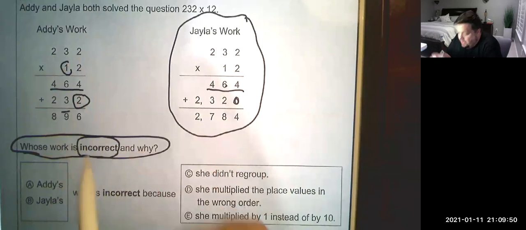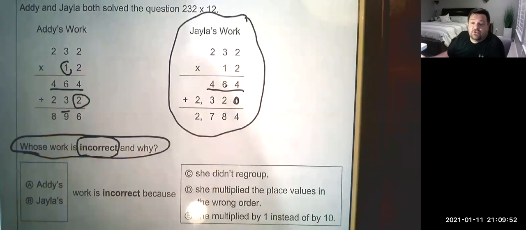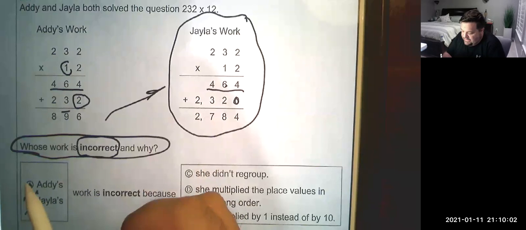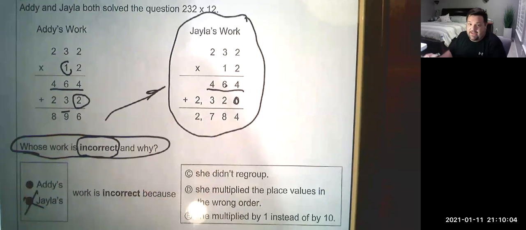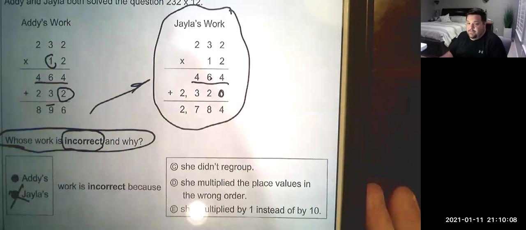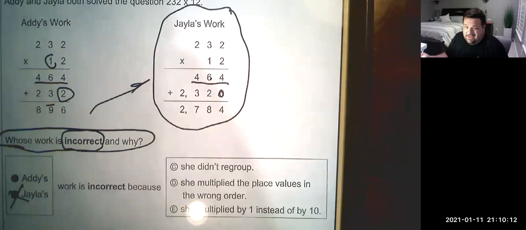Now, what a lot of you did was you didn't pay attention to this word right here, because most of the time in these problems, they would ask you who's correct. So a lot of you picked Jayla immediately because she was right, but you didn't read the words. So you guys need to know that Addie is the correct answer because she's the one that got it wrong. Now, almost everybody missed this last part, and Mr. Speen and I even had to talk about it for a second.